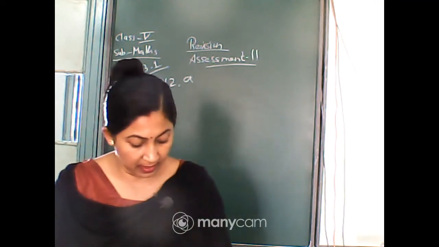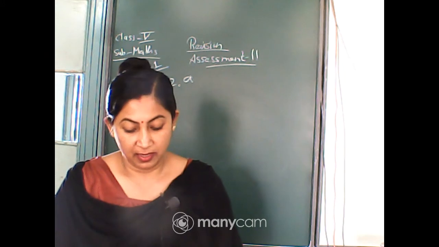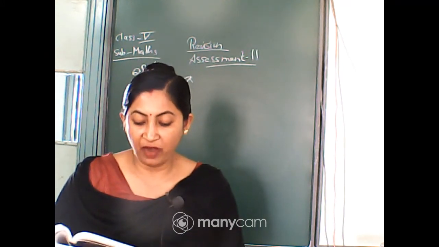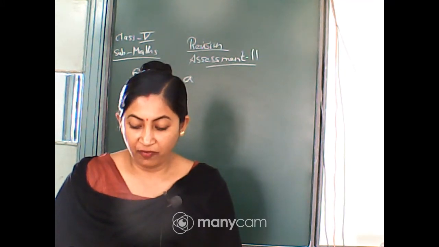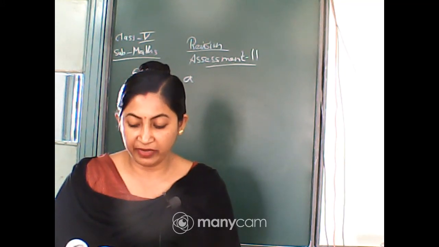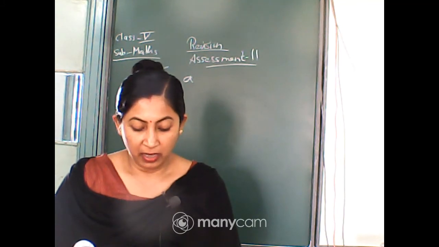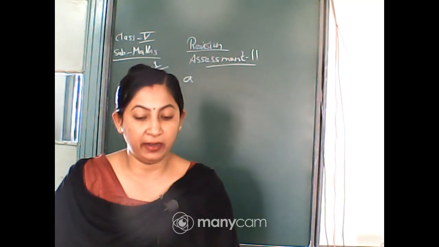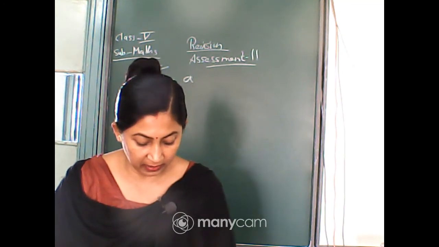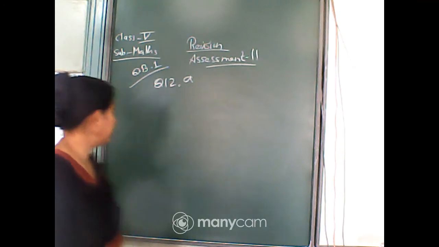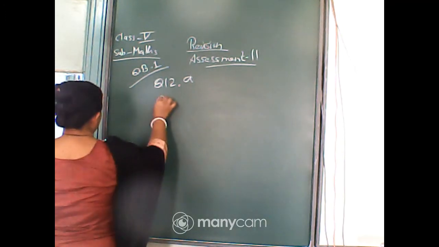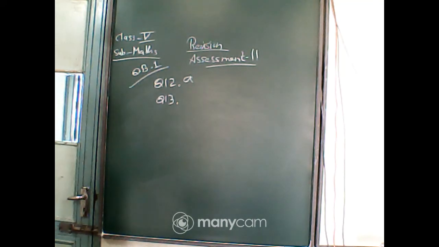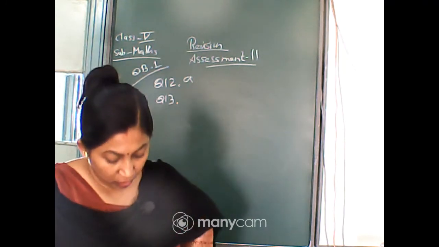See number 13. A man carried with him 3 soap bars weighing 125 gram each and 4 detergent cakes weighing 275 gram each. The total weight carried by him was. Now the total weight means you have to add it, isn't it? So quickly add and tell me the answer for question number 13.